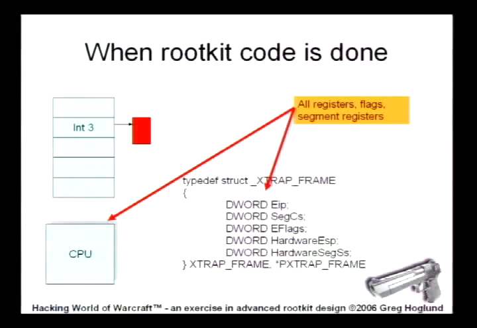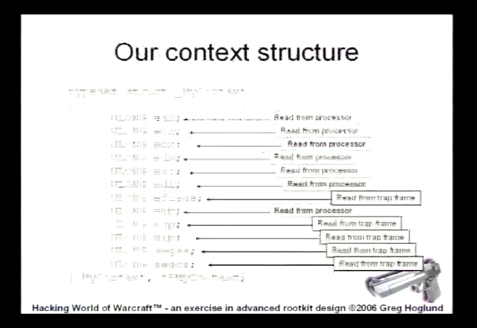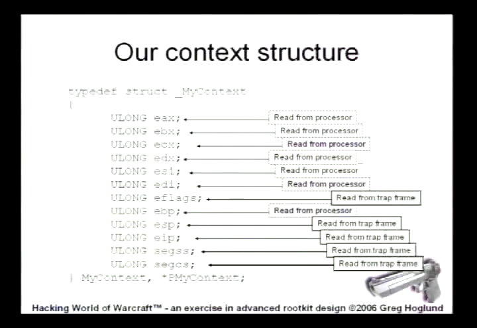When the rootkit is done running, we get another interrupt 3 event, and we basically overwrite the trap frame with the previously saved data, as well as restore all the CPU context, and we're back. Here's an example of my structure that I use to store everything. You can see which items here are read from the processor directly and which ones have to be read from the trap frame.